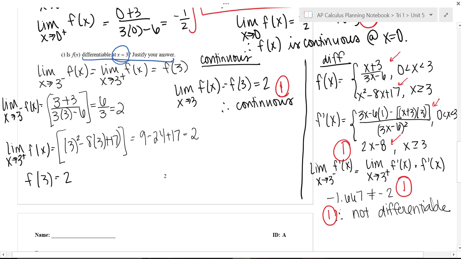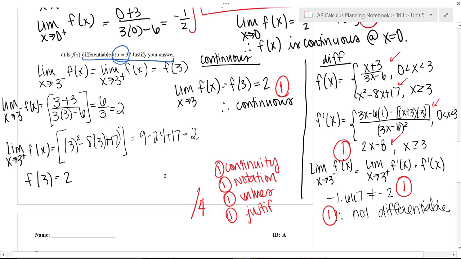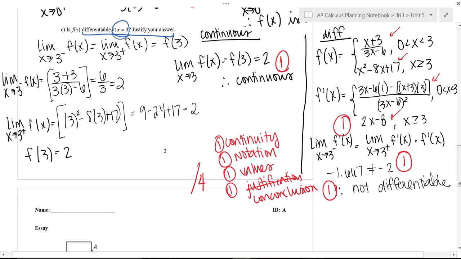So lots of random stuff here out of 4 points total. 1 point was for continuity. 1 point was for notation. 1 point was for values. And then 1 point was for the justification, or the conclusion, sorry. That justification would have been that work or that notation.